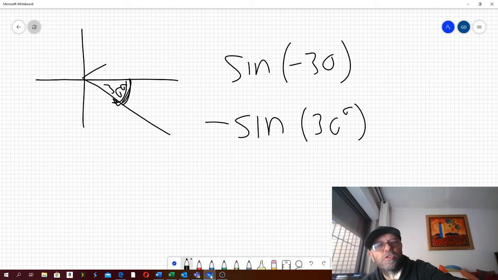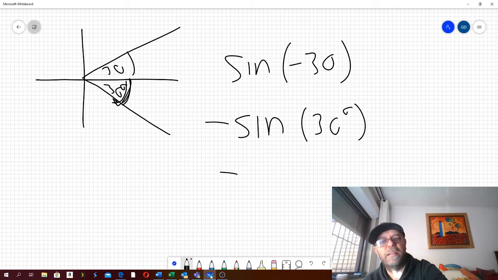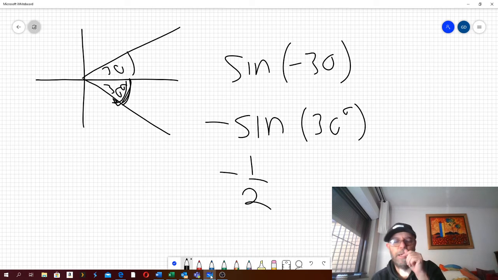Well, that makes sense because remember the 30 degree angle is the one in quadrant 1, okay? And so all the angles in quadrant 4 are negative of what the quadrant 1 angles are. So then that should be easy, and you should know that sine 30 is a half. If you're not sure, check it on your calculator. So the answer here is negative a half, because it's minus sine of positive 30.